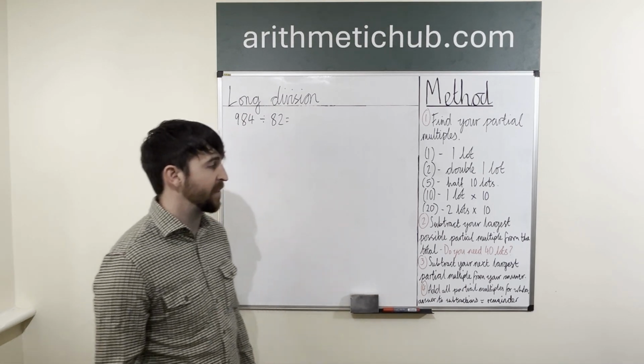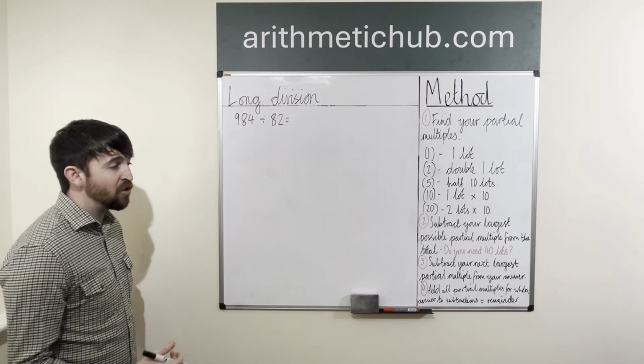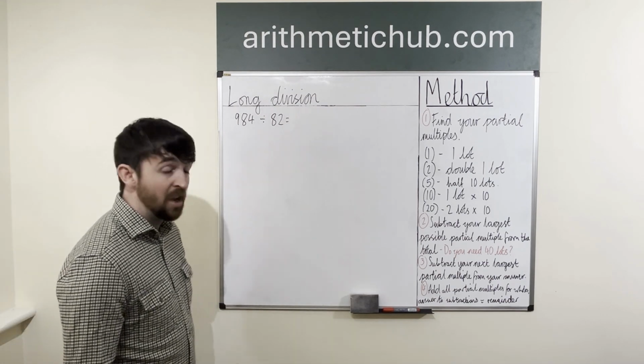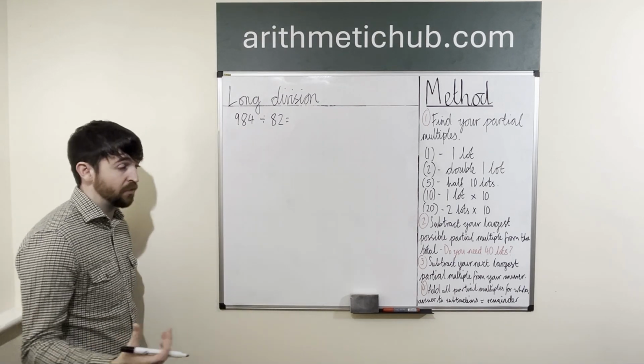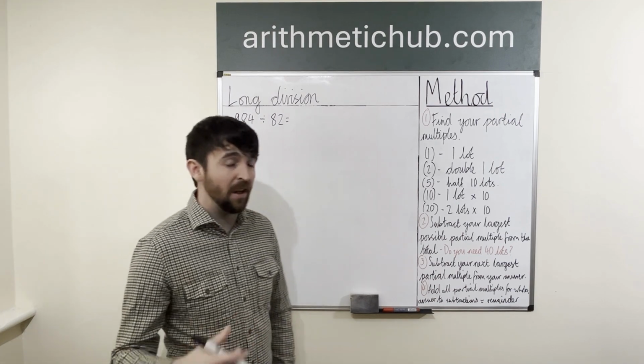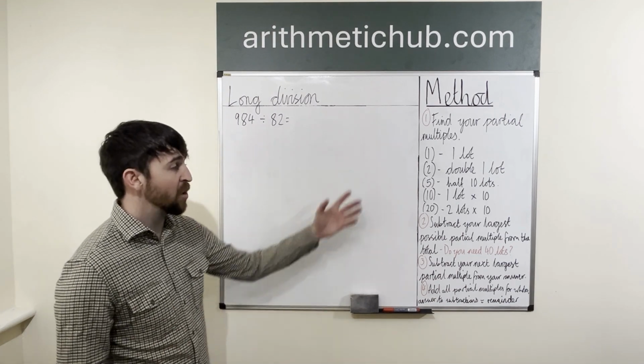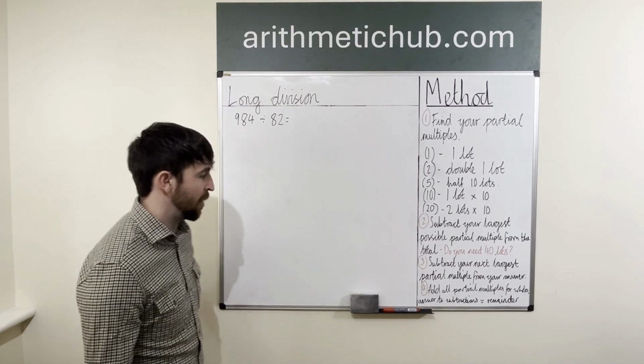The second part of the method says, subtract your largest possible partial multiple from the total. So then you think to yourself, right, do I need 40 lots? Do I need more than 40 lots? Sometimes you might think as well, 40 lots I think is quite a good one to stick with. 20 lots I would do for every question, okay?